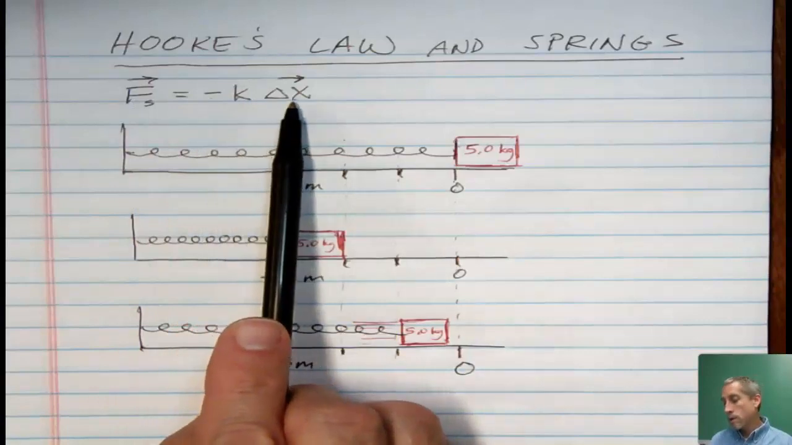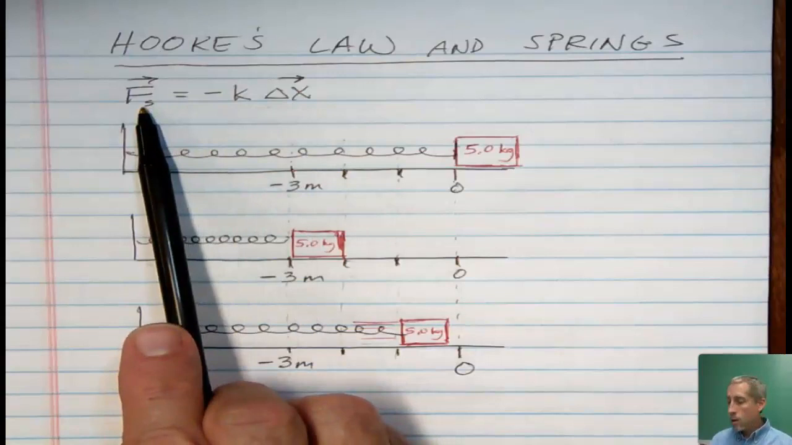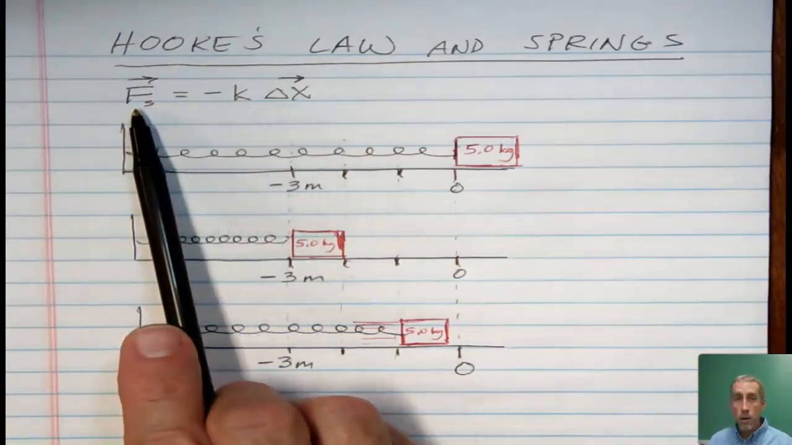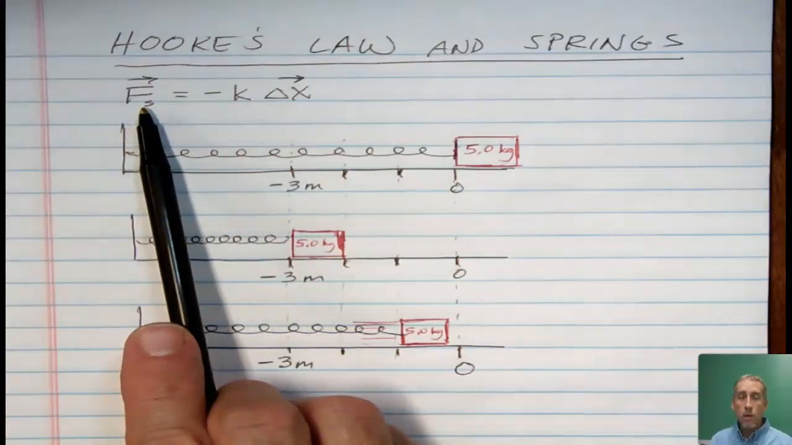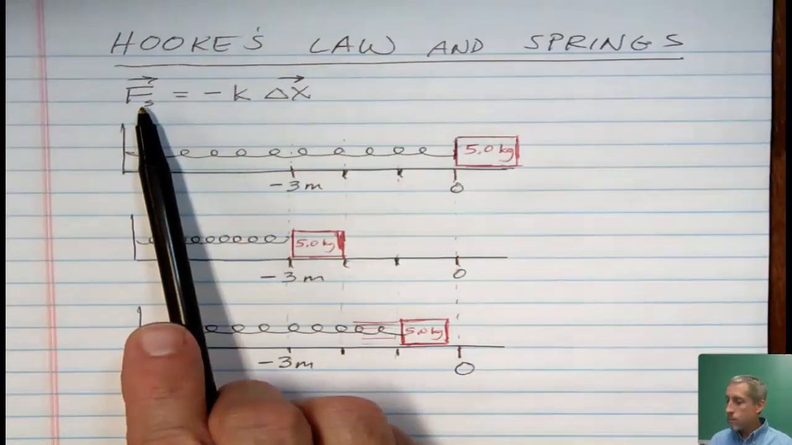And if you, let's say, push in the other direction, then your force will change directions as well. So all this means with the negative sign is that the force that the spring is exerting is going to be opposite the direction that it is either compressed or stretched.